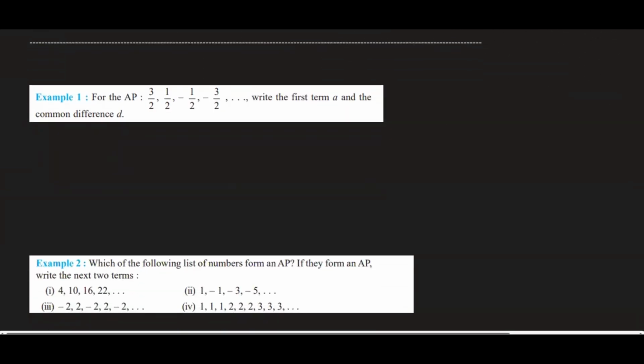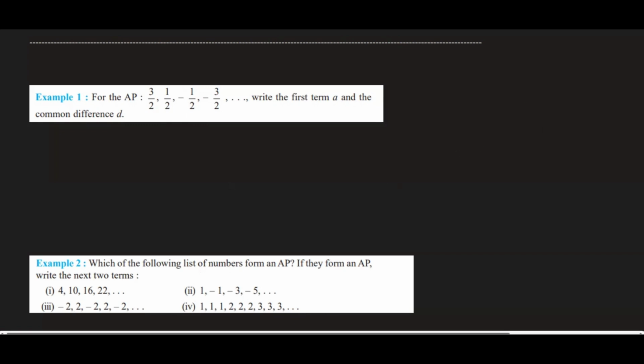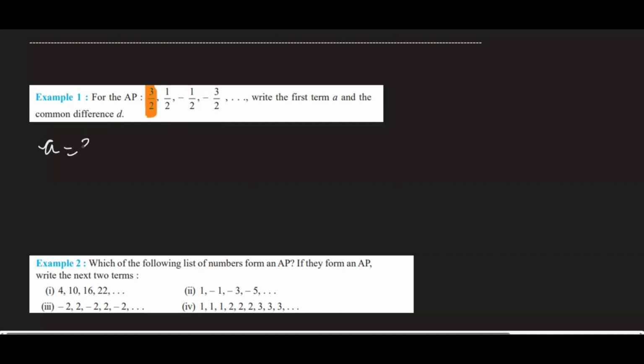Example number 1. For AP, this one. So they have given us a series and it's an AP. Write the first term A and the common difference D. So obviously the first term is very easy to find. Here the first term is 3 by 2. So A is 3 by 2. Now we should find what is the common difference. Okay, so this is easy now. So A is equal to 3 by 2.